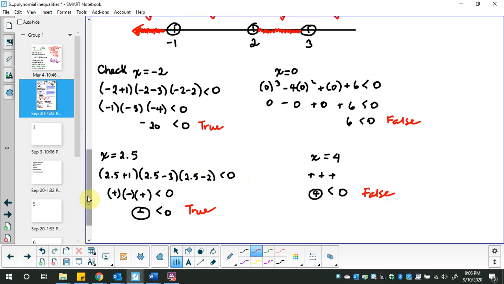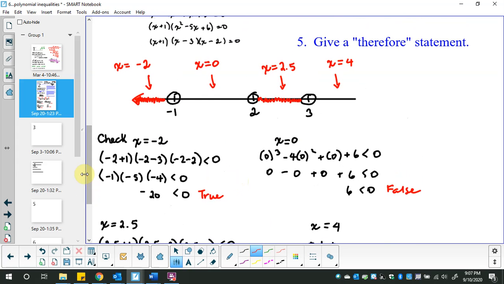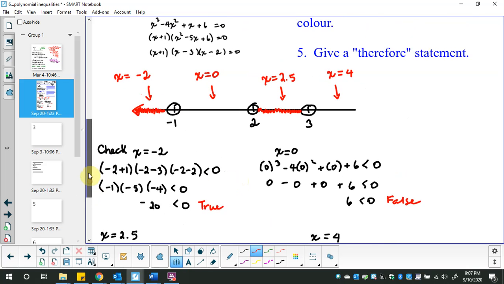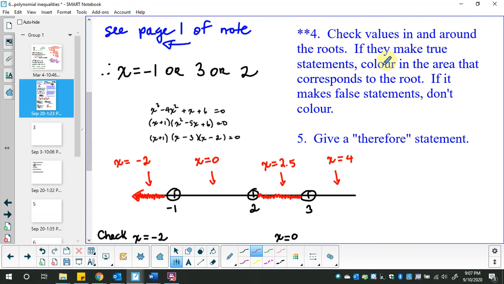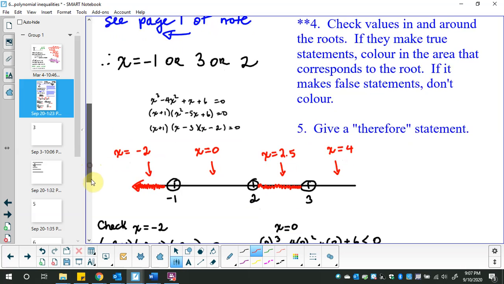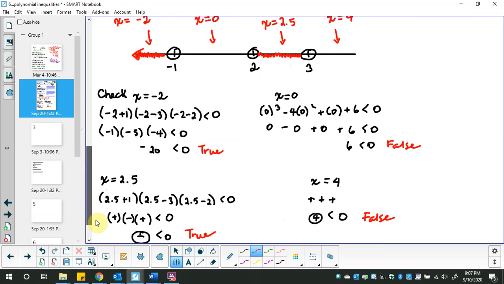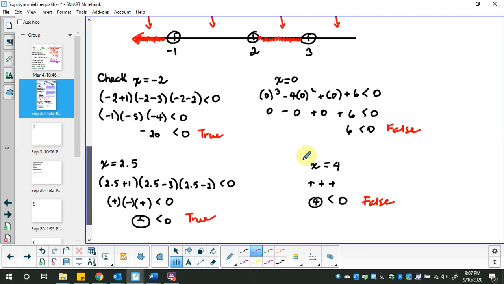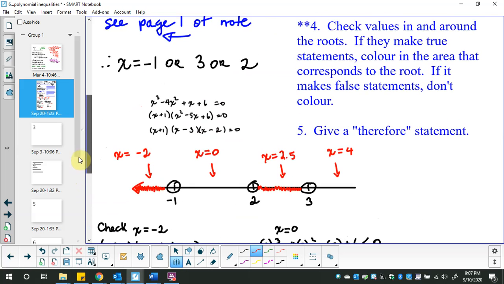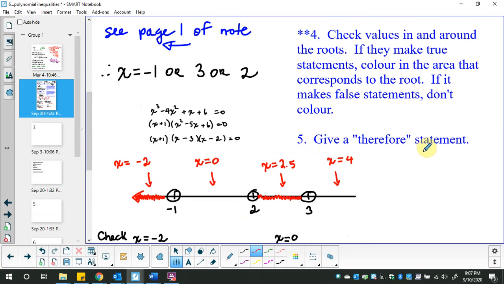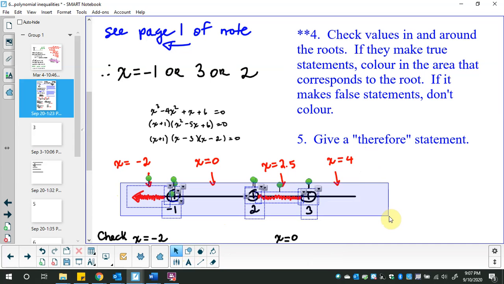So what I need to do now is I need to make a therefore statement, because that is step number 5. So I've done all the annoying checking, and as you can see, you can make it less annoying if you want to. But I'm going to give a therefore statement. Now the thing is, a therefore statement for this, you could do it in 2 ways, and that's kind of unfortunate. I'm taking this downstairs a little bit.